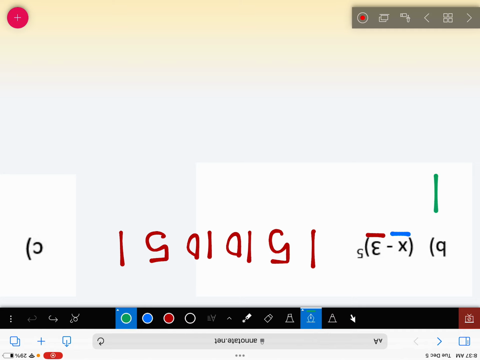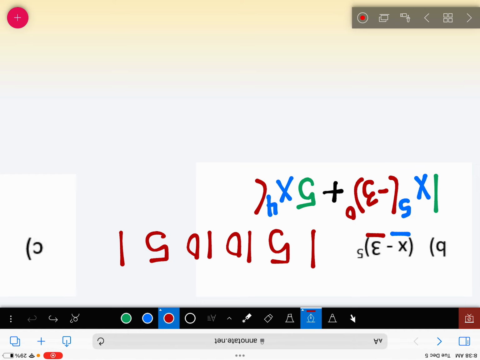So we've got 1, and I'm starting off with x to the 5th, -3 to the power of 0, plus 5, and now we've got x to the 4th, -3 to the power of 1. You want to take your time and write this out. Does everyone see what I'm doing there? I took my first term and started with the power of 5, and my second term I'm starting with the power of 0. These exponents should always add to 5. See how 5 plus 0 is 5, 4 plus 1 is 5.